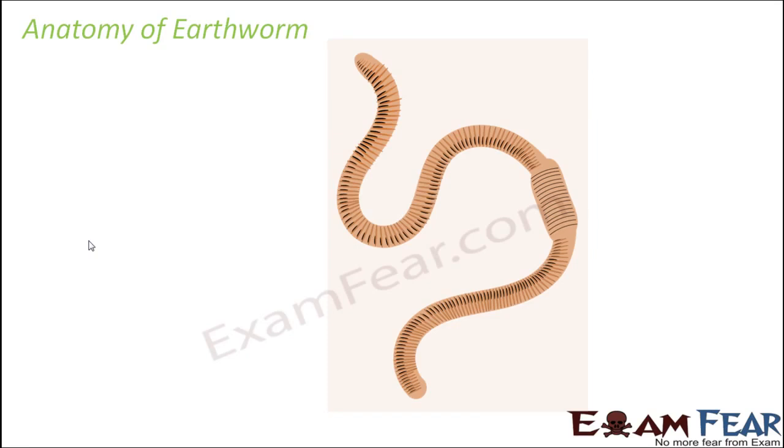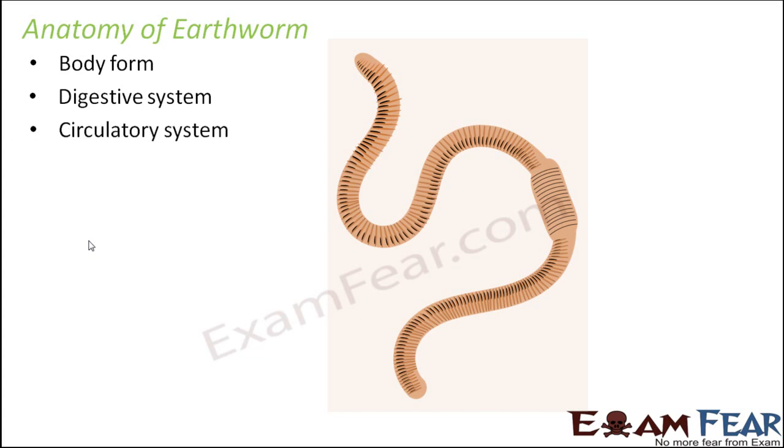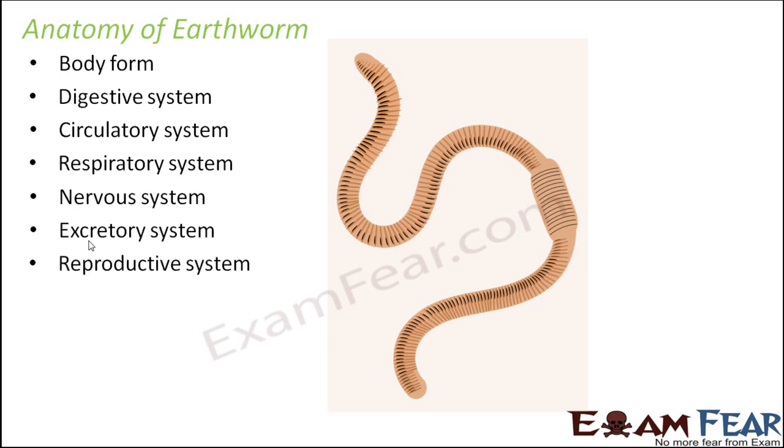So now we are going to talk about the internal structure of earthworm. What are we going to study in that? We are going to talk about the organ systems, because once we cover all the organ systems, we will end up covering everything. So first we'll talk about the body form, then digestive system, circulatory system, respiratory system, nervous system, excretory system, and reproductive system. So we are going to talk about all the life processes, all the organ systems in the earthworm's body. We will first start with the body form of earthworm.